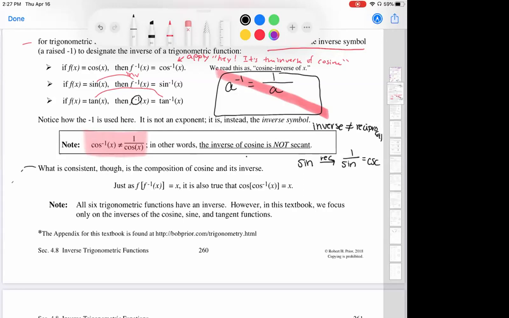What is consistent, though, is the composition of cosine and its inverse. So just as f applied to the f inverse of x gives us x, it's also true for your trig functions. So if you see an original one with the inverse, if they're being applied to one another, then you get as a result just the argument. In this case, our argument is just x. So we get x in return. Now, the reason why I'm not saying multiplication is because we're really doing composition or inputting a value. Like these brackets, it's like when you say f of 1 or 3x. That means we make that the argument, right? So that's how it applies.